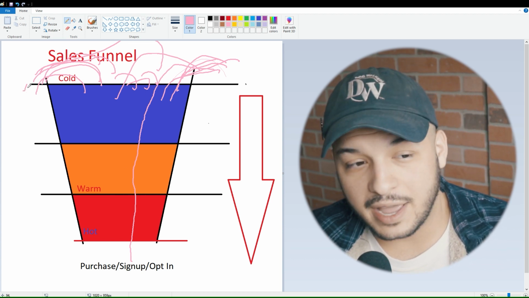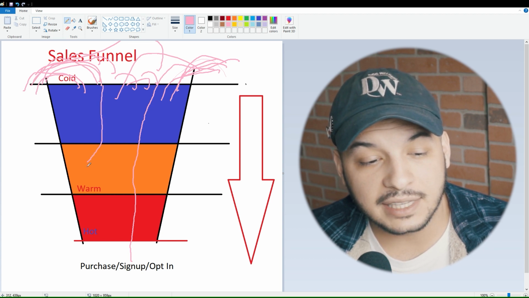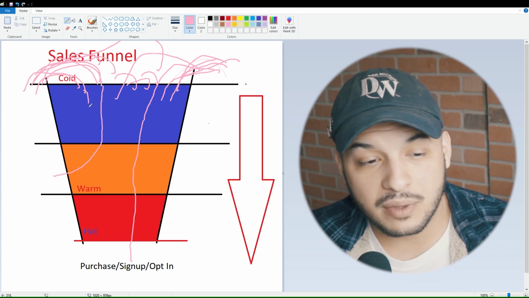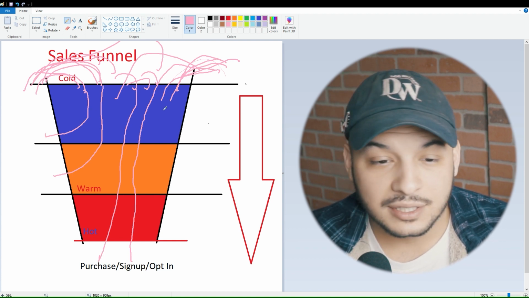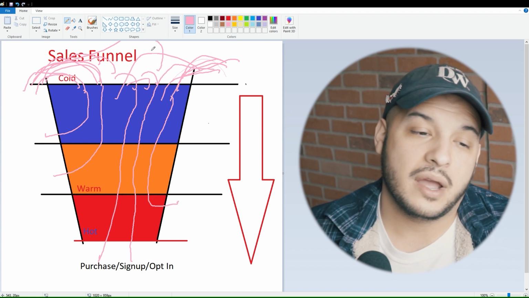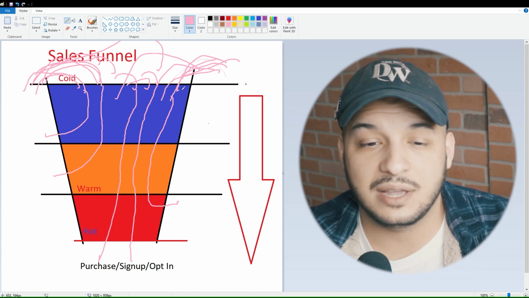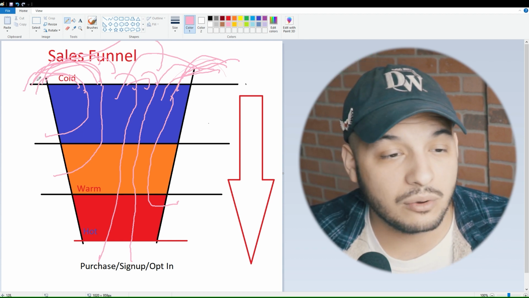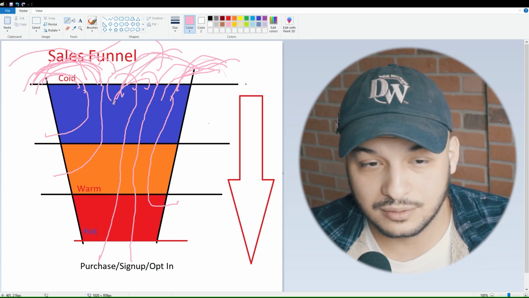But what's really going to happen is, as you're throwing all these people in here, this person might come and leave at this point. This person might come and leave at this point. This person might have come and gone all the way down. This person might come and leave at that point. So people can come and go in and out of the funnel as many times as they want. It's up to you to initially throw as many new people in there as possible.